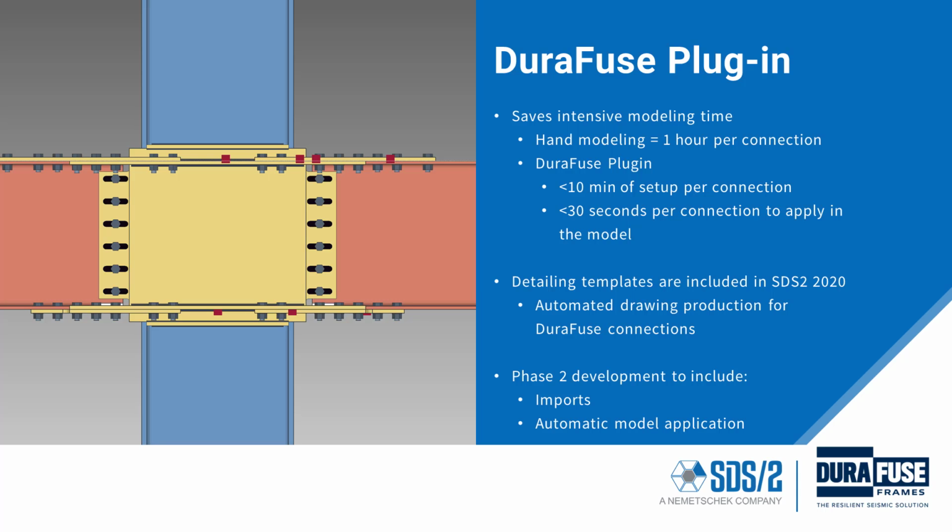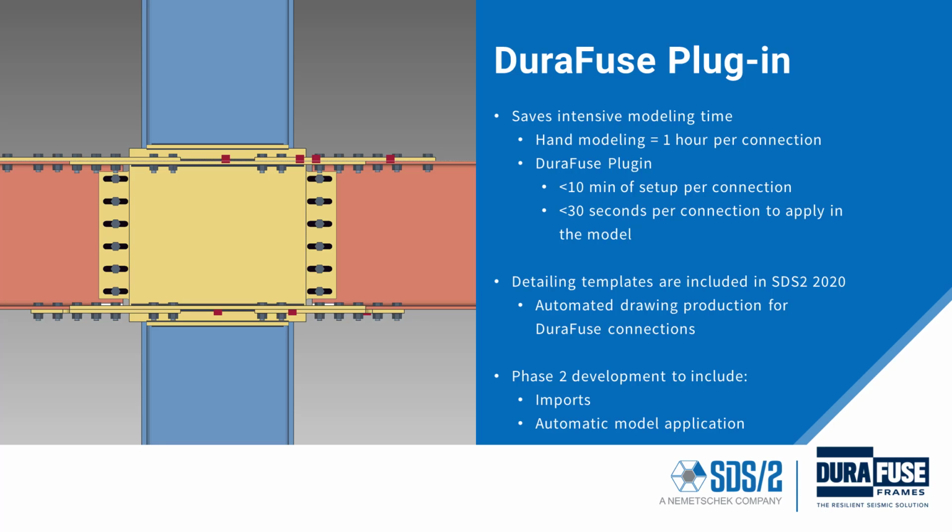So with the DuraFuse plugin, once we've gotten that up and running, there's about 10 minutes of setup per connection, maybe less. And then once you have those set up and you're applying them in the model, you're spending less than 30 seconds per connection to apply those in the model. So the time savings here is really huge, and it'd be really important to know if you have a project with DuraFuse that you should be using this plugin and downloading it from either our website or the DuraFuse site.